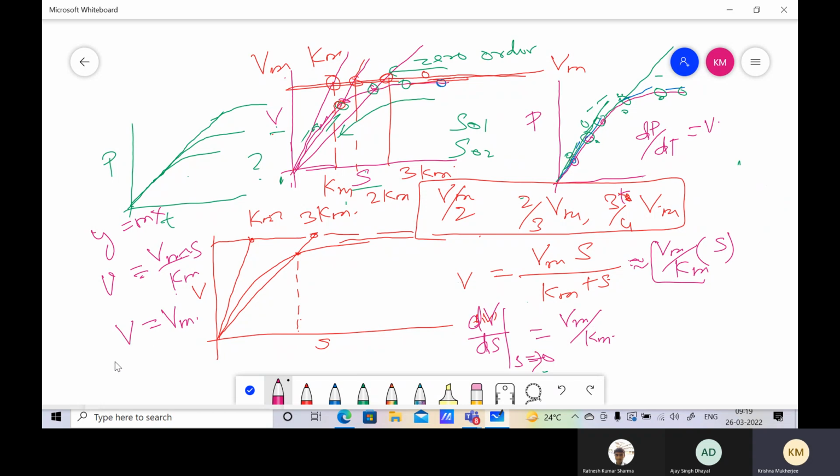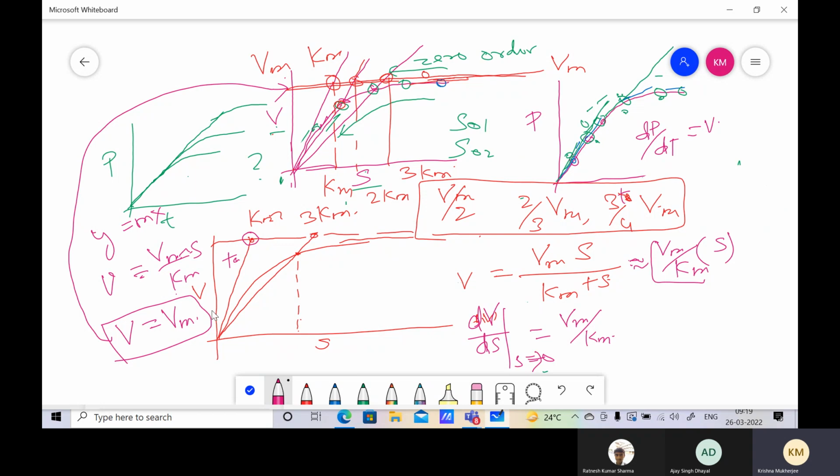This is the straight line, V is equal to Vm. This is the asymptote, isn't it? Yes, this is x is equal to a constant. So it would intercept at Km. Can you see that? Right. So the tangent to this graph intercepts at Km. Correct? So the tangent intersects at Km.